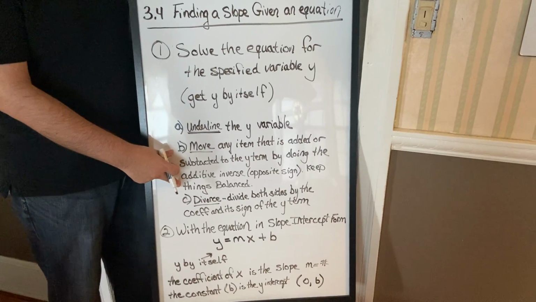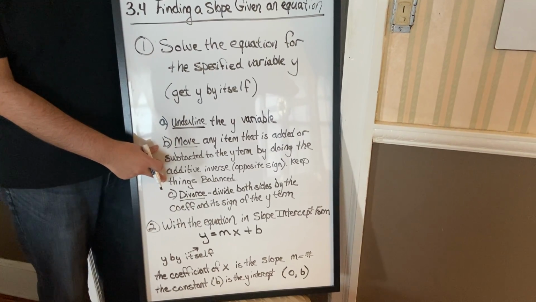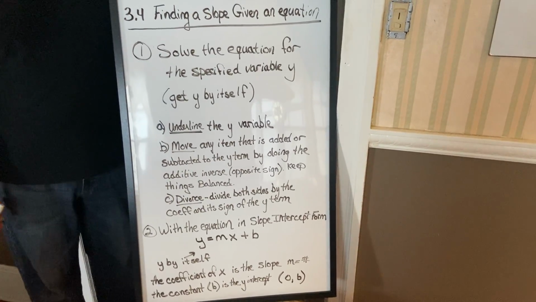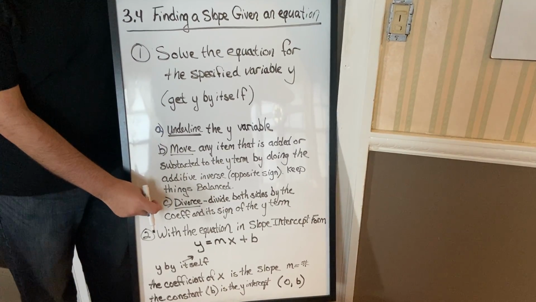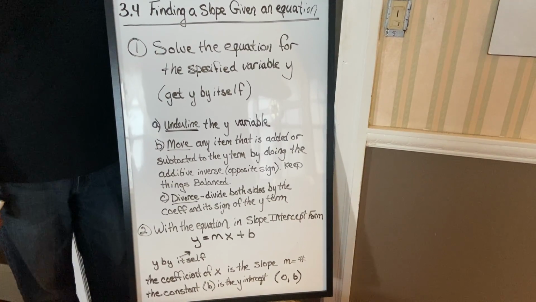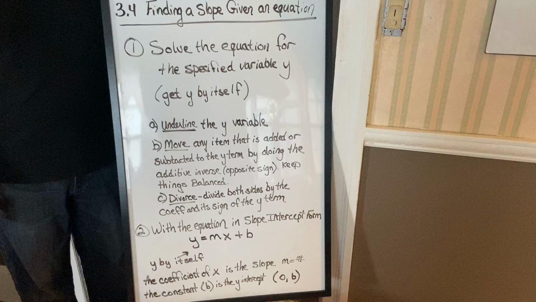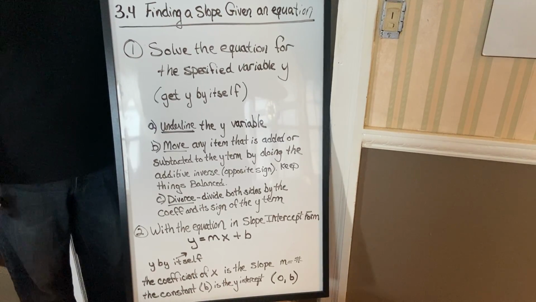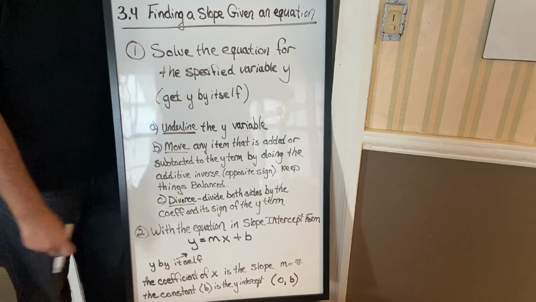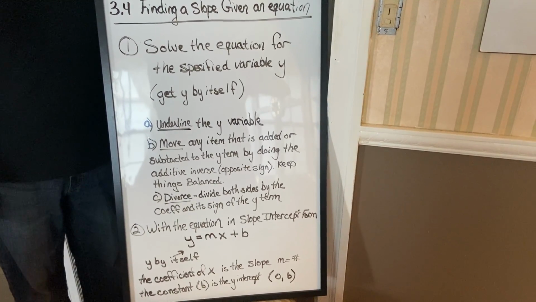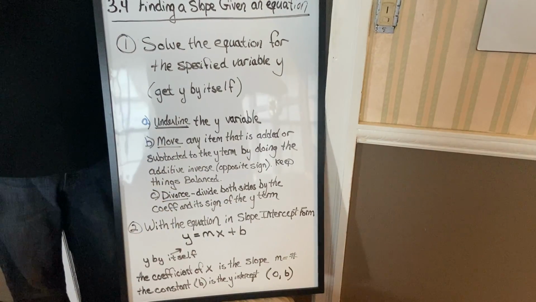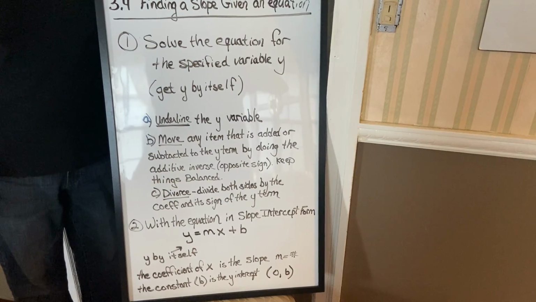So if I do a -2 on the left, you must do a -2 on the right. Once you move that constant over, then what you want to do is divide both sides by the coefficient. Whatever the coefficient of y is, divide both sides by that coefficient and its sign. With that, you're going to get your equation y equals mx plus b. Of course, m and b are going to be numbers in your case. They're not going to be the letters m and b.